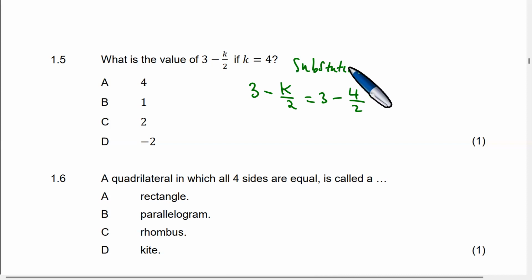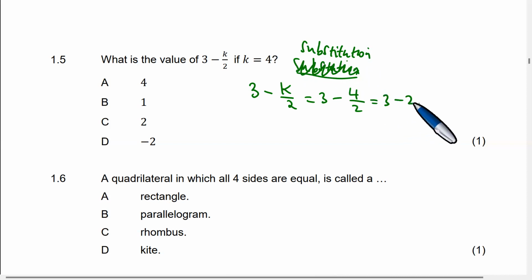So now you substitute in the place of K, because you have the value of 3 minus K over 2, but K is 4. Wherever there is K, you substitute 4. So it is substitution. So now you have 3 minus 2. What is 3 minus 2? It's 1. So which one is the answer? B. Okay, we have done substitution before, and you're going to recap on substitution together.